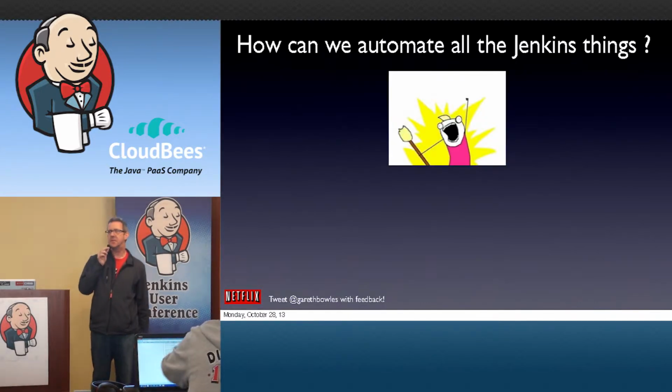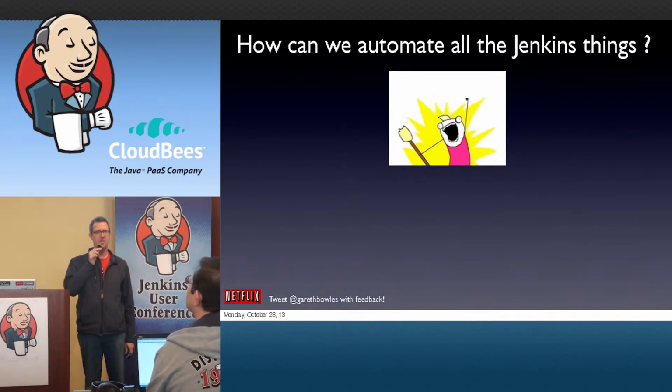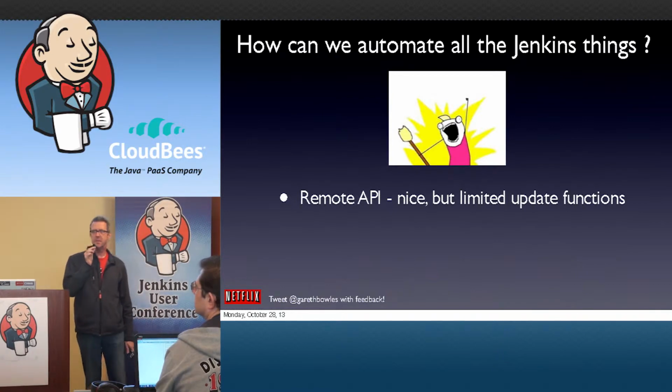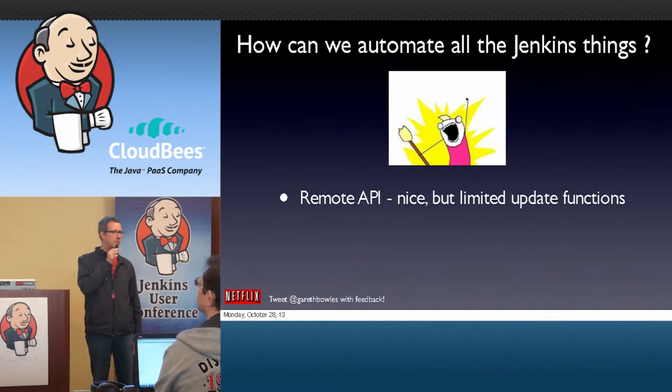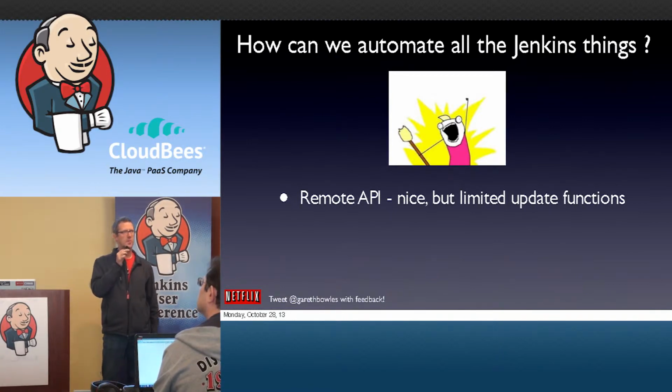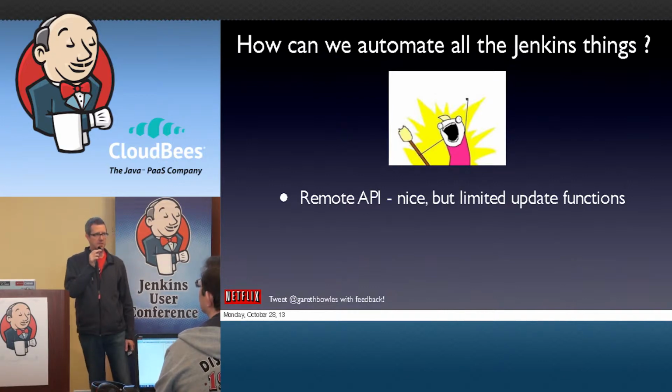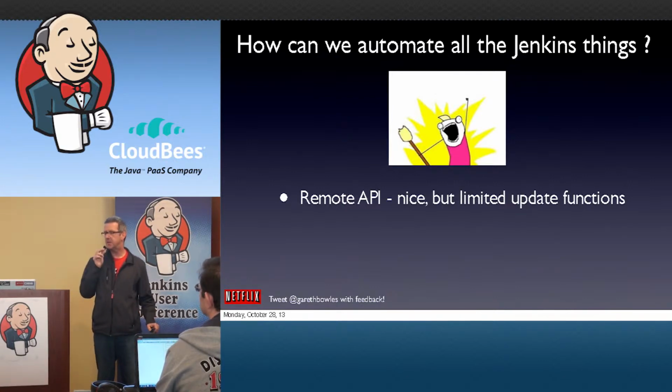So how can we automate all these things? There are multiple ways to do that within Jenkins. There's the remote APIs, the REST API. That's a really, really nice interface for querying what Jenkins is doing, but it doesn't have a huge amount of functionality for updating things. So that's not really a suitable option for us.